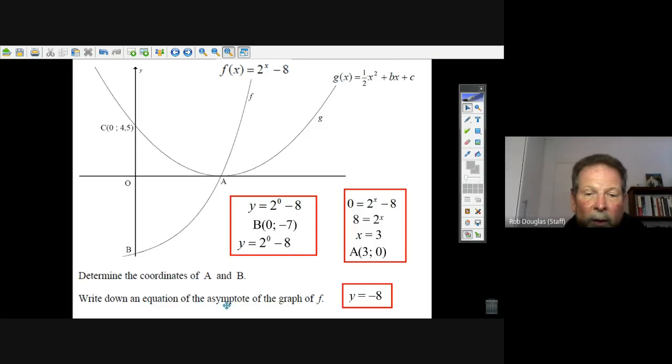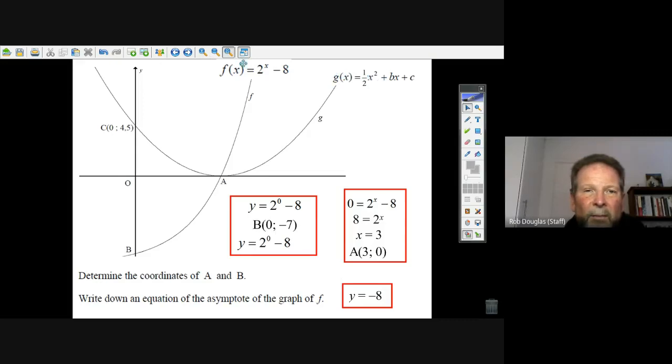Write down the equation of the asymptote of the graph. Well, that's just a learning thing. You know that thing added on or subtracted, y equals that, is the asymptote. That's the airport that it sort of takes off from. That's the way I like to think about it. Anyways, it's a horizontal line that it gets infinitely close to. y equals minus 8. All right, those are the first two questions.